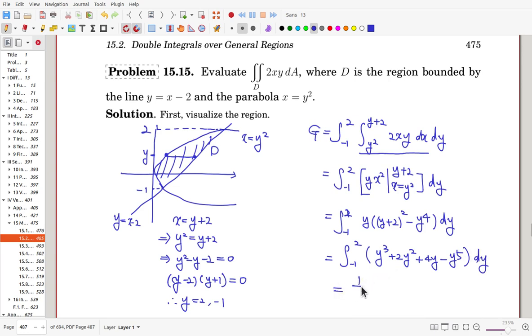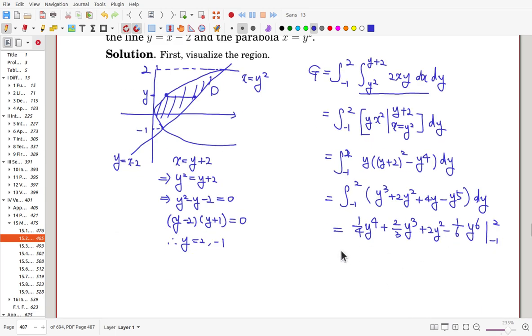From this one, 1/4 of y to the 4 plus 2/3 y to the 3 plus 2y squared minus 1/6 y to the 6, and we have to evaluate from minus 1 to 2. From now on it's simple algebra, and you will get the value 45/4. That's the final answer.